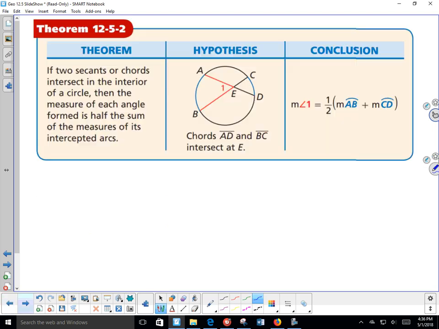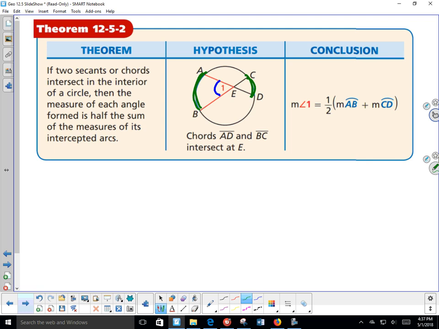Okay, let's take a look at this theorem. It says if two secants or chords intersect in the interior of a circle, then the measure of each angle formed is half the sum of the measures of its intercepted arcs. So for example, if we have chords AD and chord BC intersecting at point E, if that's our setup, then we can find the measure of angle 1 by taking half of the sum of these two intercepted arcs.